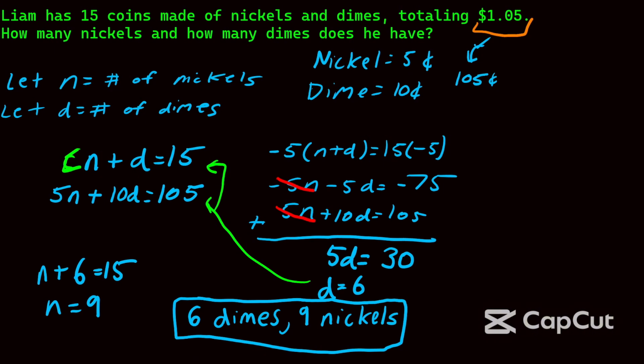Again, you can check, right? So 6 plus 9 is 15. That's what they said. And then 105, or $1.05. Yeah, so 60 plus 45 is 105. And so we know we got this one correct.